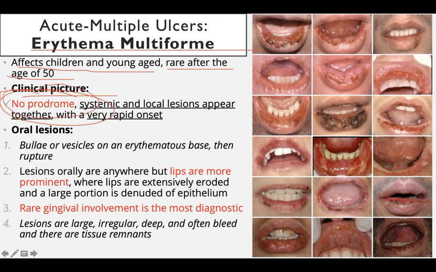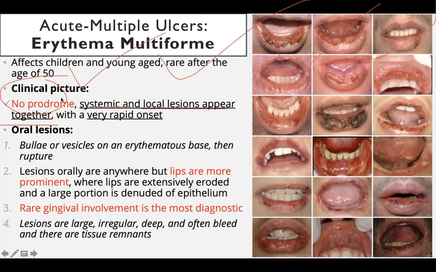Unlike others, there is no prodrome. Systemic and local lesions appear together. There is no fever followed by a rash. The systemic and local lesions appear together, with a very rapid onset, of course acute. We have multiple lesions, multiple ulcers.